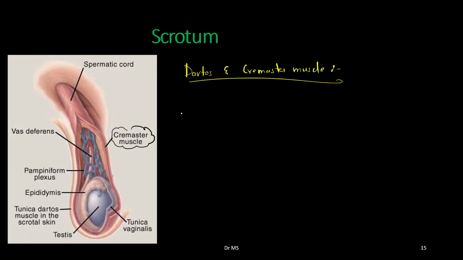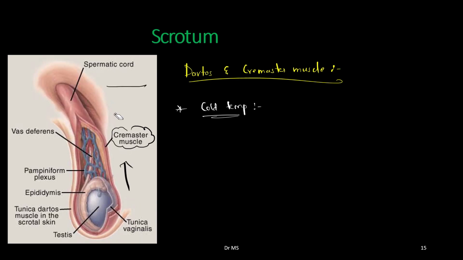So what does this do? Suppose the external temperature is cool, let's say it's winter. The environment has a cold temperature. In cold temperature, the cremaster muscles and dartos muscles start contracting. When they contract, the testis is uplifted. When it is uplifted, it comes closer to the abdomen.